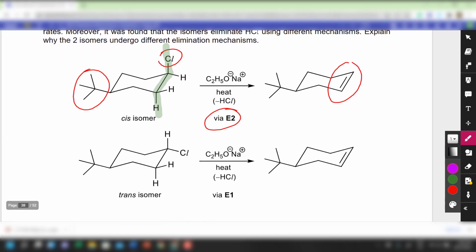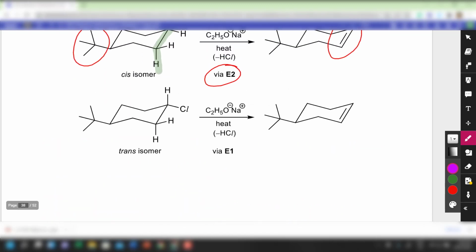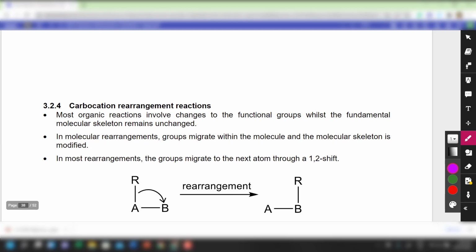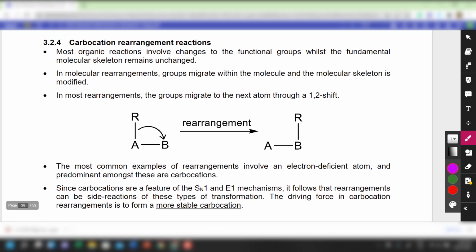Okay, so I think these are some of the considerations you need to have when you are discussing whether E1 or E2 is preferred or which is faster. Of course, without having more details at hand, like kinetics data, it is near impossible to say which is 100% faster or which is 100% slower. But you can actually make some deduction by understanding the nature of the rate determining step. Okay, so there's also 3.2.4 where we have a carbocation rearrangement.